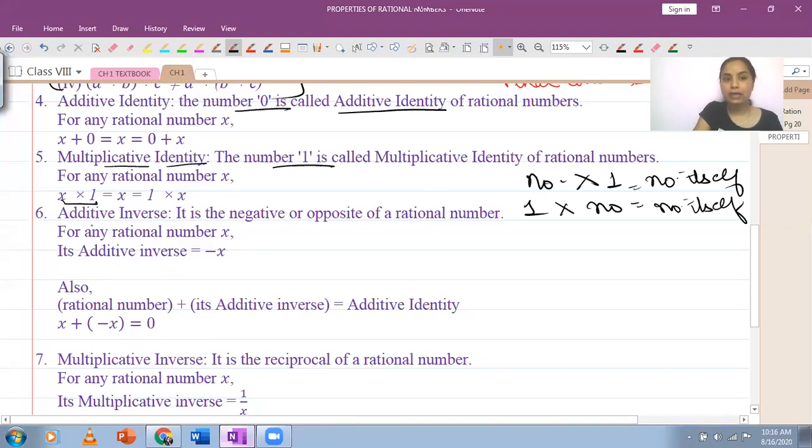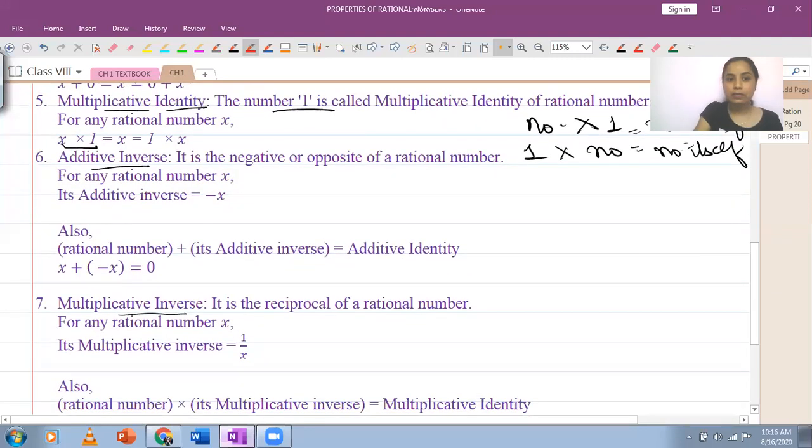And then we have additive inverse and multiplicative inverse. I think aap inse to familiar ho, you have done these in integers also. Additive inverse is the negative or opposite of a rational number. So you just have to change the sign. आपके पास जैसा भी rational number है उसका sign अगर हम change कर दें तो हमारे पास उसका opposite आ जाएगा. For example, if you have 2 by 3.